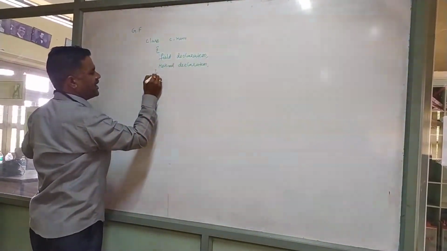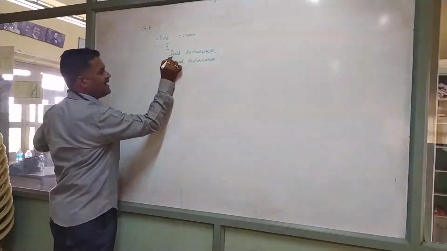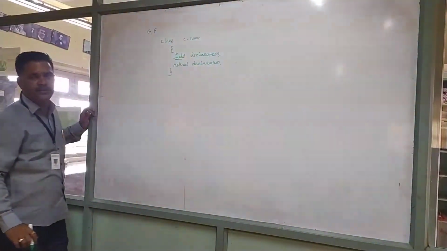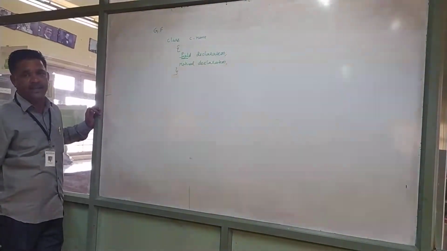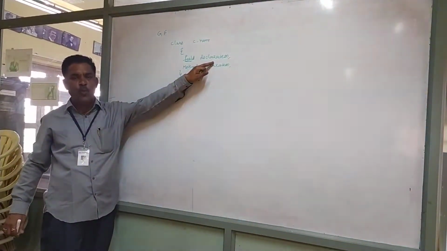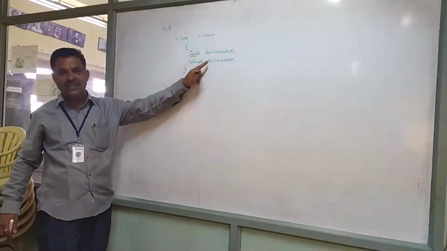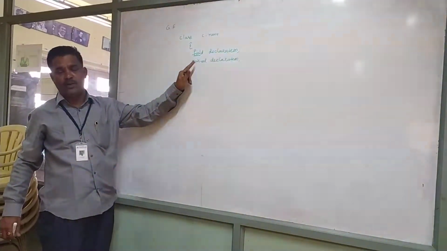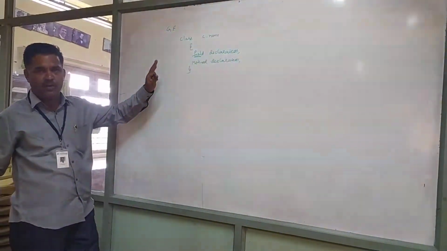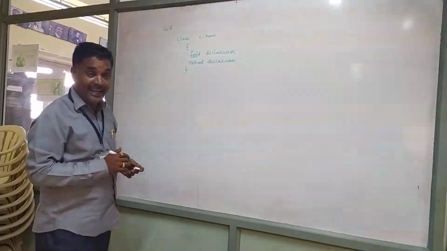Field is nothing but the data. What is the data type declaration? In this declaration, we define how many variables are used in the program. Method or function declaration: what are the methods used in the Java program? We declare them in the class. So today we are discussing interface.